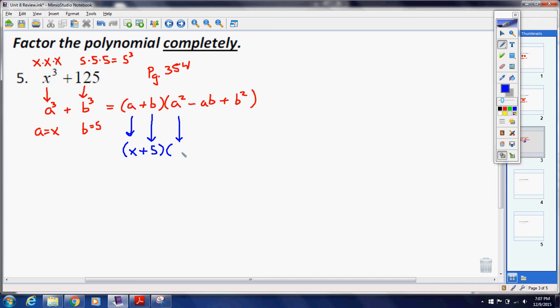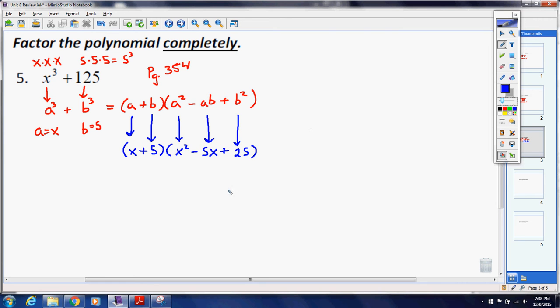A again, so I got x squared minus a times b, that's 5x, plus b squared, which is 25, or 5 squared. So I really just filled in the formula that they gave me. Now we take a look at this, and I've got a quadratic here. Is this factorable? Well, we can pull out our handy-dandy quadratic formula to check.